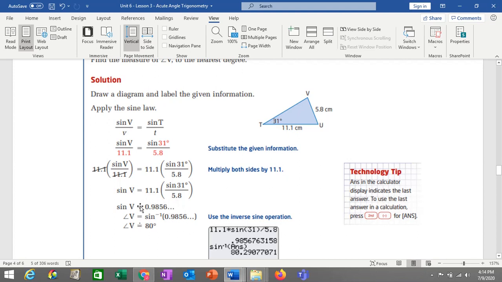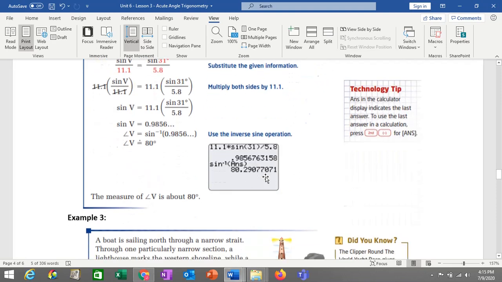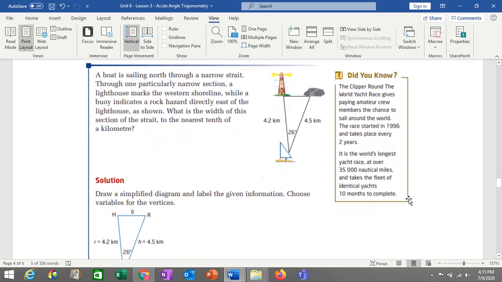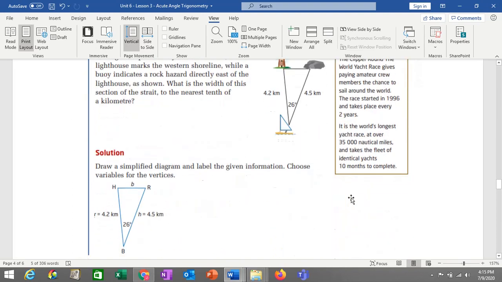So now look at what we got. We got sine of v on the left side and we got 0.9856 over here. We want to get rid of this sine because we just want v by itself. How do we do that? Well, remember, if you want to get rid of a sine, a tan, or a cosine, or if you want to think about it as taking that sine and bringing it to the other side, then you have to undo it, and that becomes an arc sine, or sine to the power of -1. So arc sine of 0.9856, which you can do on your calculator, is approximately 80 degrees. Okay, so hopefully that's pretty straightforward.